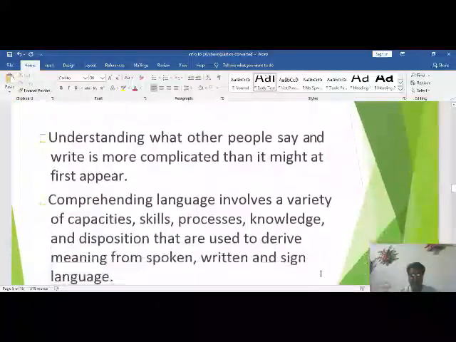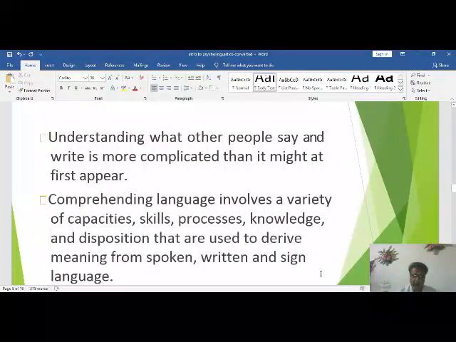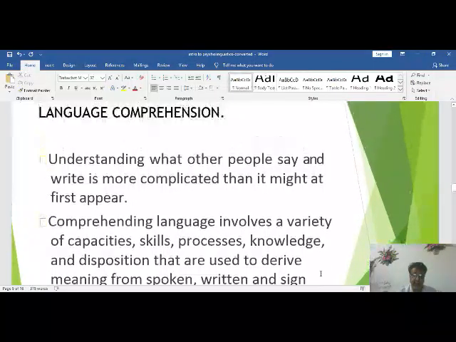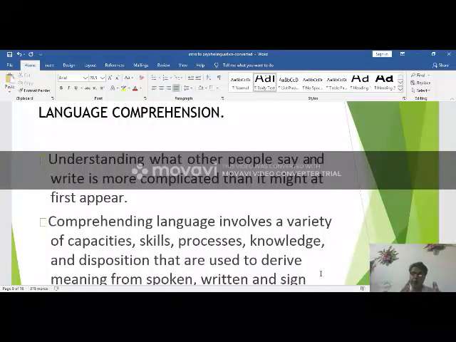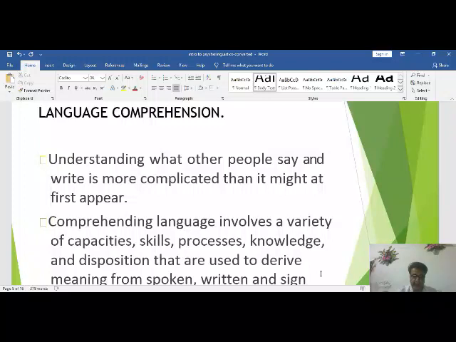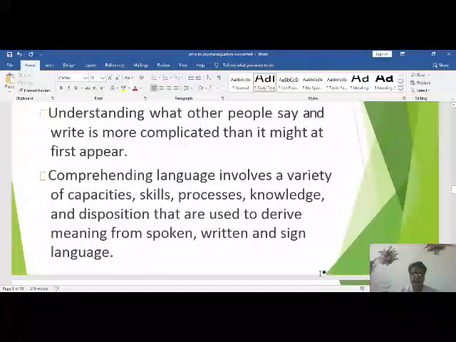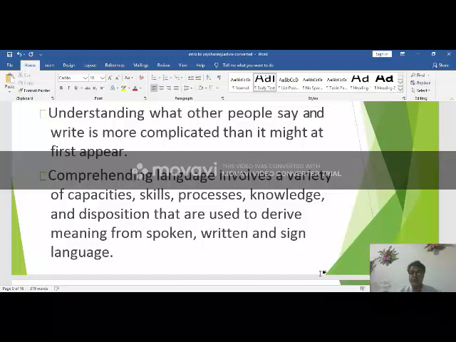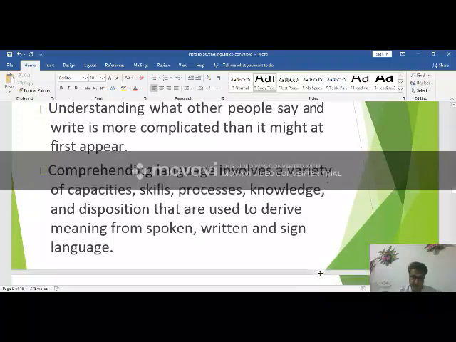A little bit is given to you about the terms that I just talked on. Language comprehension, understanding what other people say and write, is more complicated than it first appears. So this actually happens in language comprehension. Comprehending language involves a variety of capacities, skills, processes, knowledge, and dispositions that are used to derive meaning from spoken, written, and sign language.